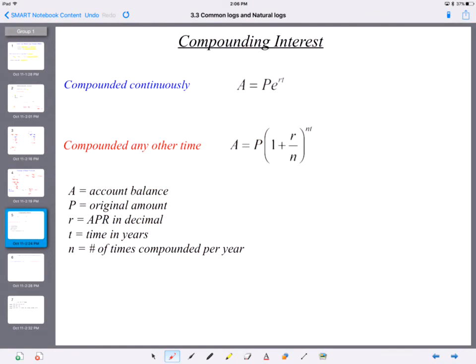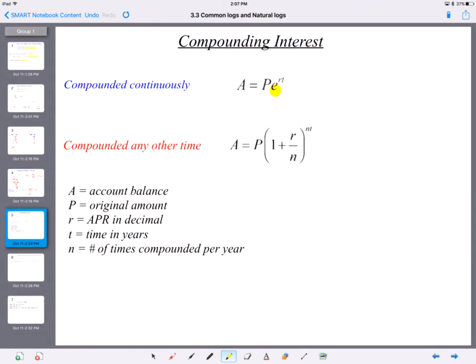We've got compounded continuously. A is equal to P e raised to the rt. So you see that irrational value of e in there. So that's why we're going to get back to logarithms eventually a little bit later. And then on the other one, compounded any other time. So A is equal to P times the quantity 1 plus r over n raised to the nt.